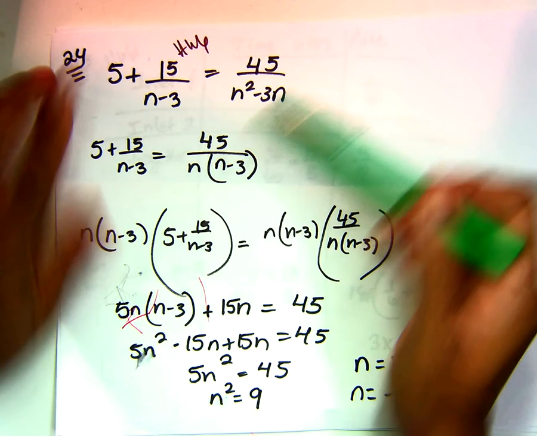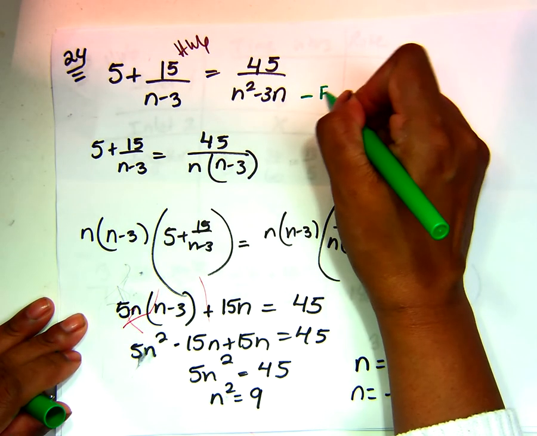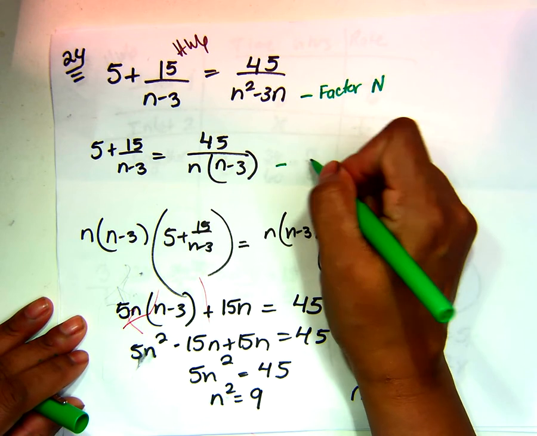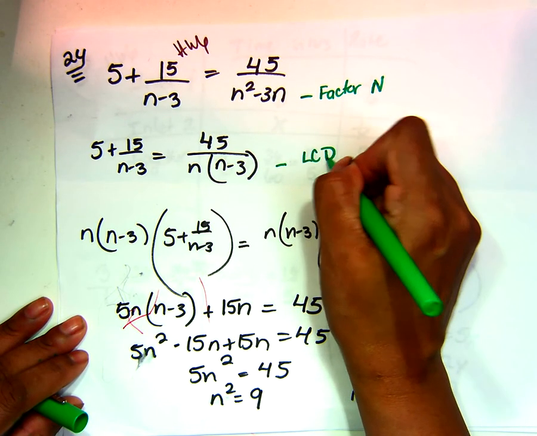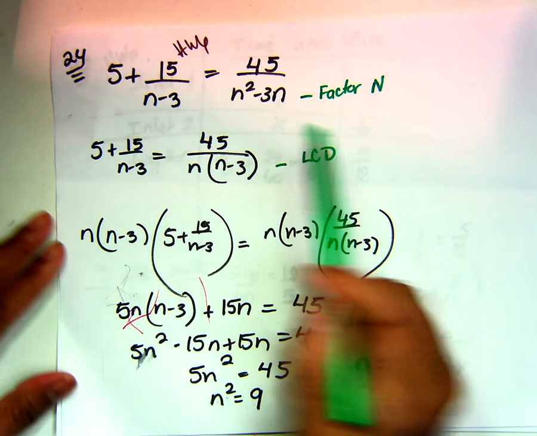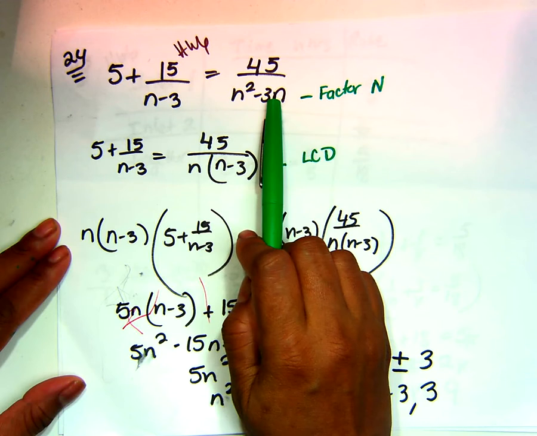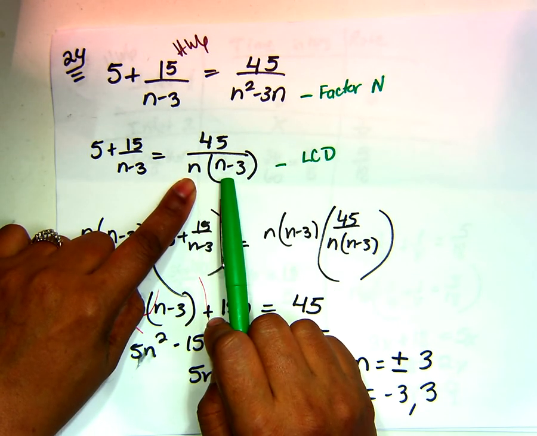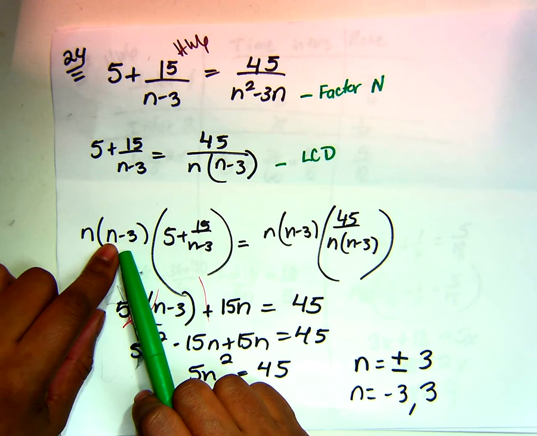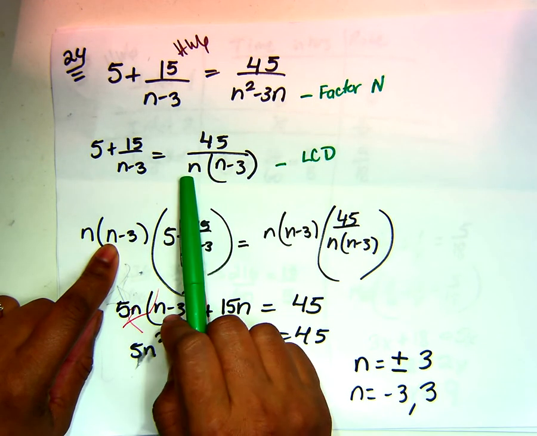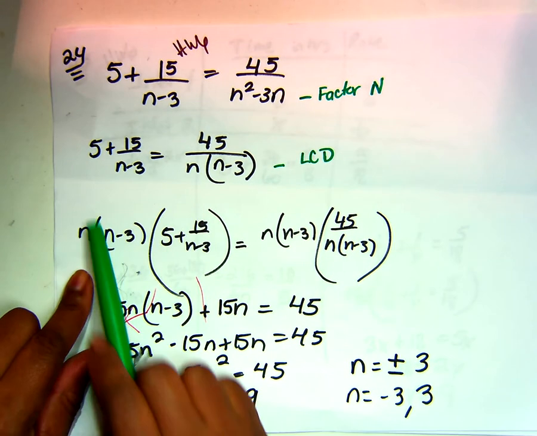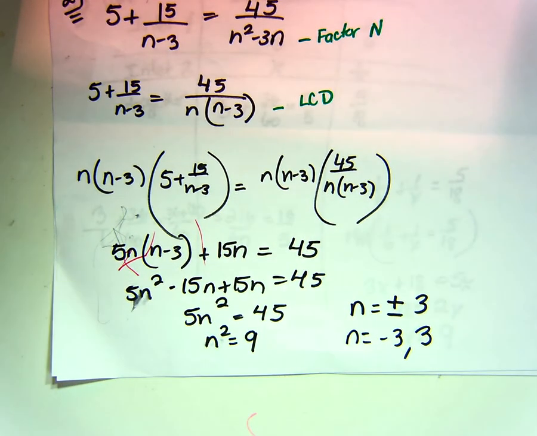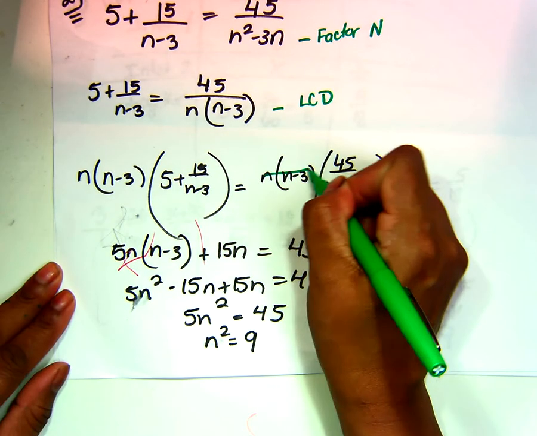So this right here, we're going to factor out an n. And then right here, we're going to look for the least common denominator. Once I factored out that n on the right hand side, I rewrote everything and put it in factor form. Then I noticed that all of them have n minus 3 in common, but they also have that n that we just factored. So multiply everything by n times n minus 3, where if we pay close attention, this cancels out.